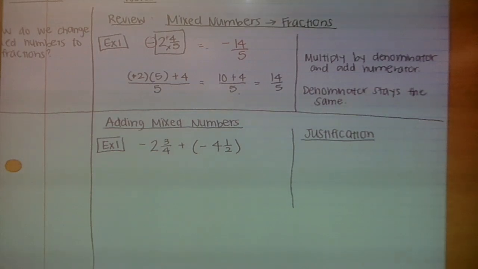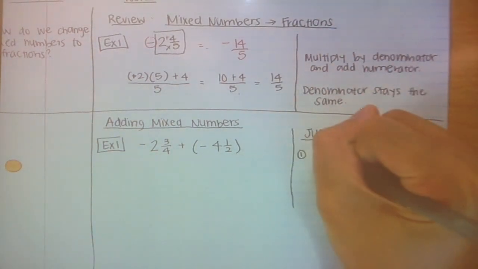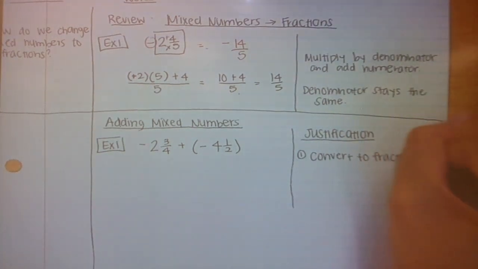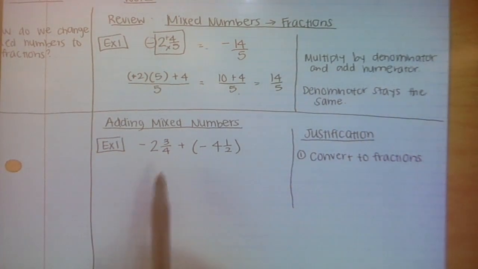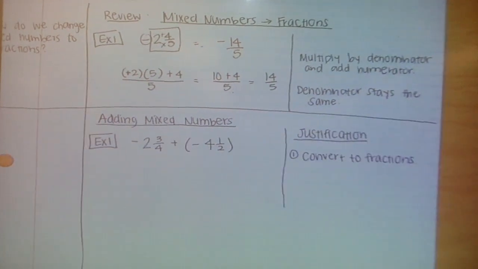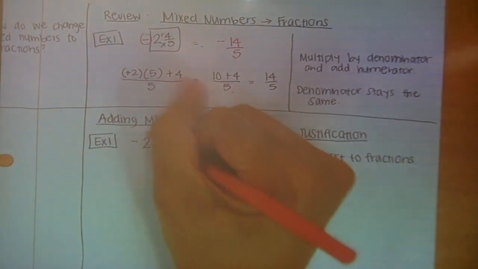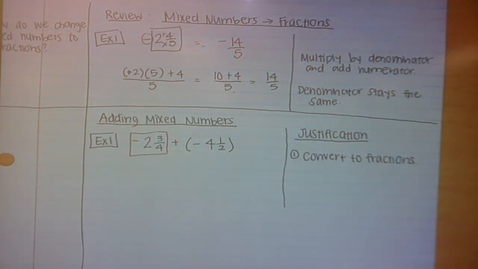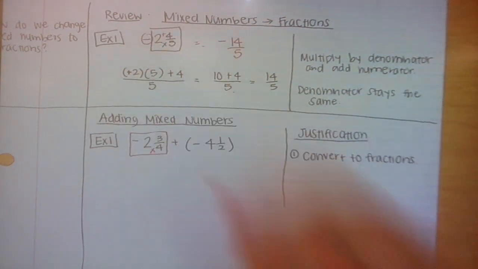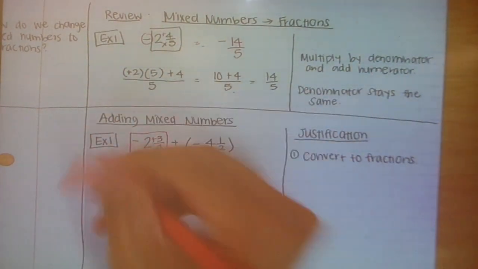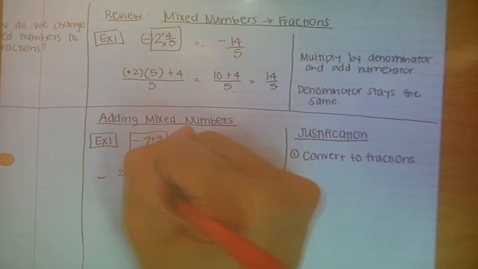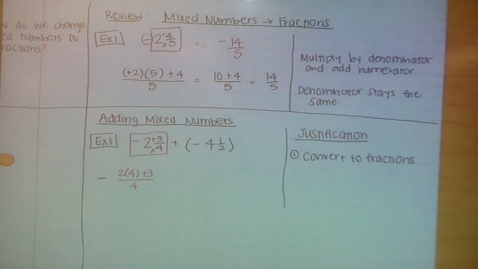So the first thing I need to do is convert these to fractions. So I'm going to convert these to improper fractions so that I can do the addition that I need to do. So let's take this first number and turn it into an improper fraction. So we have 2 times 4 and then we're going to add 3. So we get, the number is still negative, but we have 2 times 4 plus 3 and the denominator stays the same.